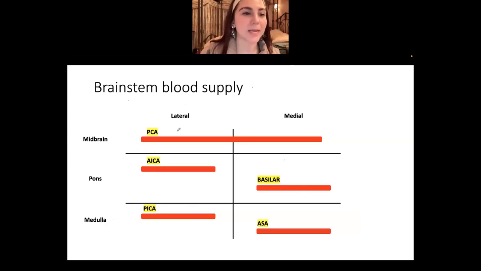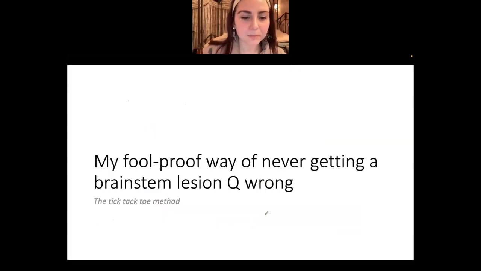So we talked about this. Remember, PCA does lateral and medial of the midbrain. I actually think this is in Boards and Beyond. I think I just recreated this image from Boards and Beyond. But laterally and medially, the midbrain is supplied by the PCA. The lateral pons is supplied by ICA. The medial pons is supplied by the basilar artery. And then the lateral medulla is supplied by PICA. And then the medial medulla is supplied by ASA.